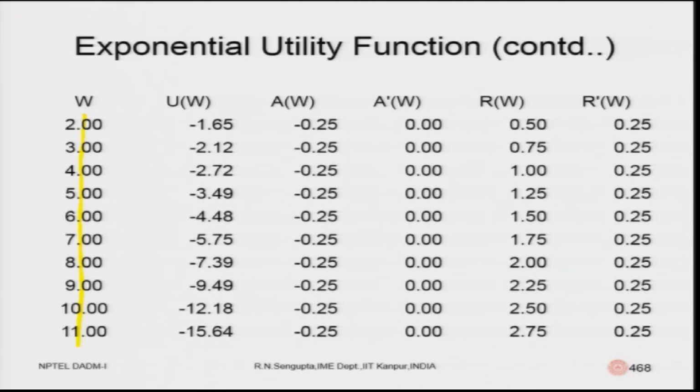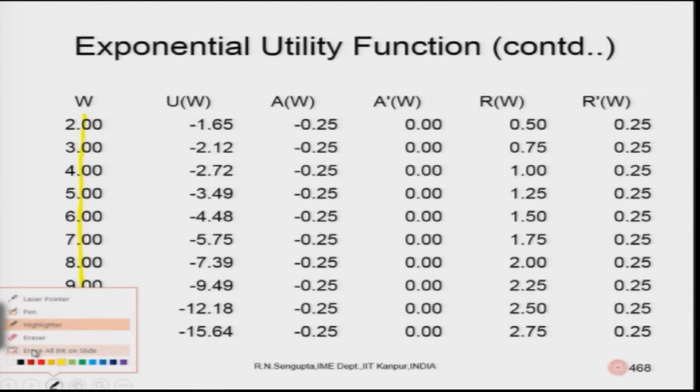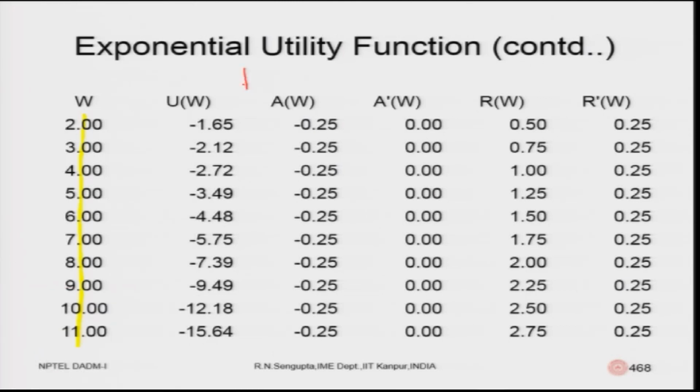The next column was the utility function, which is minus e to the power minus a w with a certain value of a. We write down these values of u, and then in the third and the fourth columns we will consider the values of a and r, and given this, of u prime and u double prime. So, those values would be given.